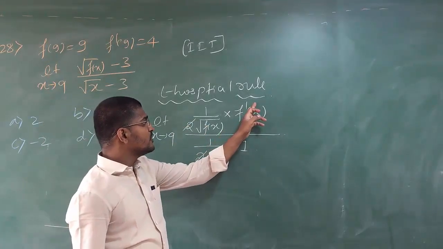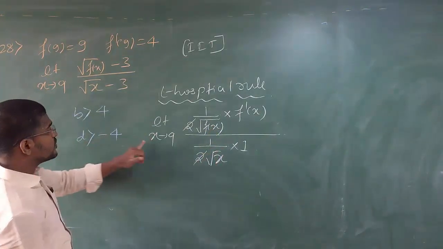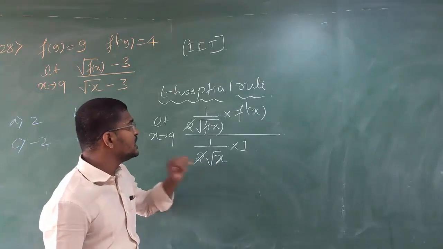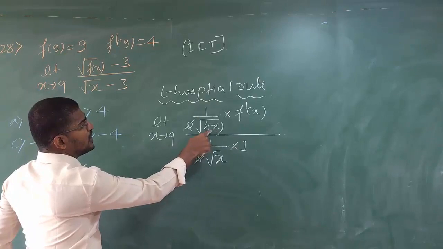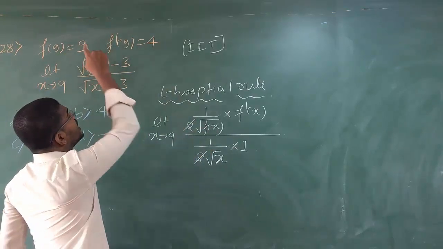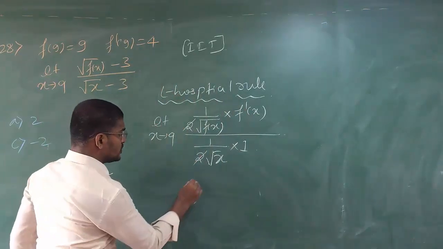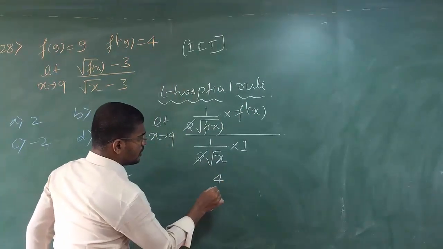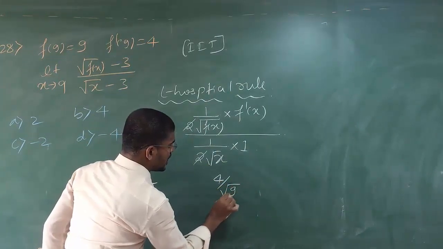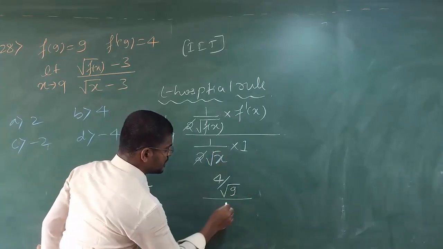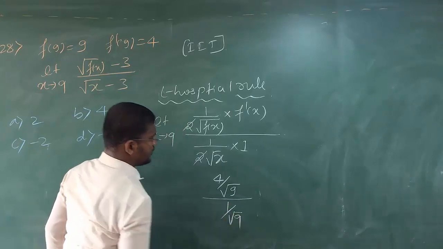So this is in the form of f dash of x divided by root of f of x, into root x. So x is going to what? 9. So x will be 9 here. If I write x value 9, it will be f of 9. F of 9 is what? 9. If I write x value as 9, f dash of 9 is what? 4. So that will be 4 divided by root 9, completely divided by this term, that is 1 by root 9. Clear?